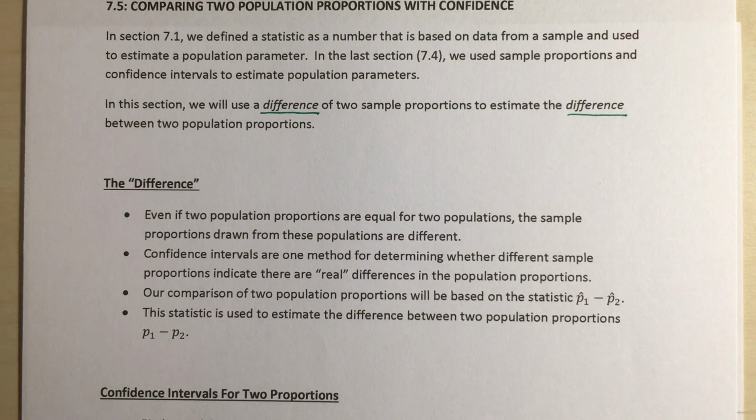Even if the population proportions are equal for two populations, the sample proportions drawn from these populations are different. Confidence intervals are one method for determining whether different sample proportions indicate there are real differences in the population proportions. Our comparison of two population proportions will be based on the statistic P1 hat minus P2 hat, which is going to be used to estimate the difference between the two population proportions, P1 minus P2. So again, we're thinking differences, whether we're looking at a sample or a population.